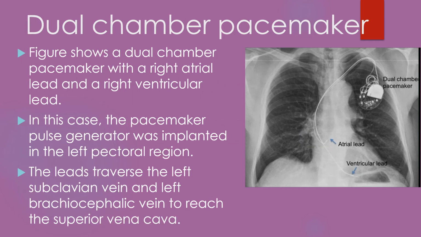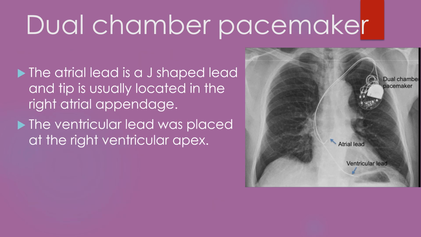This figure shows a dual chamber pacemaker with a right atrial lead and a right ventricular lead. In this case, the pacemaker pulse generator was implanted in the left pectoral region. The leads traverse the left subclavian vein and left brachiocephalic vein to reach the superior vena cava and hence into the atrial chamber as well as ventricular chamber. The atrial lead is a J-shaped lead and tip is usually located in the right atrial appendage. Right ventricular lead was placed at the right ventricular apex.